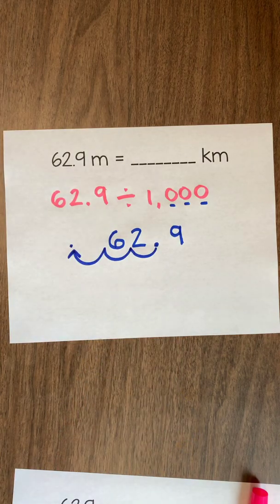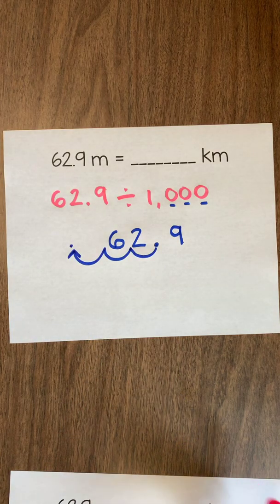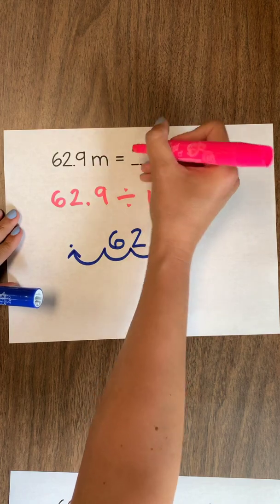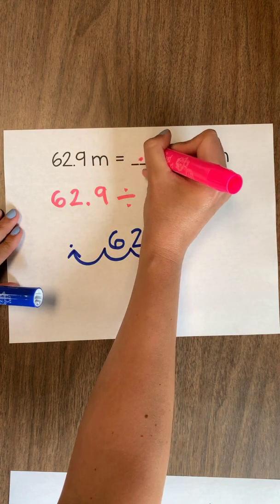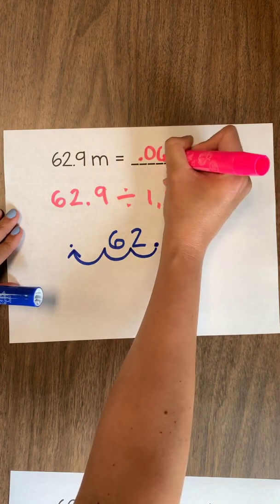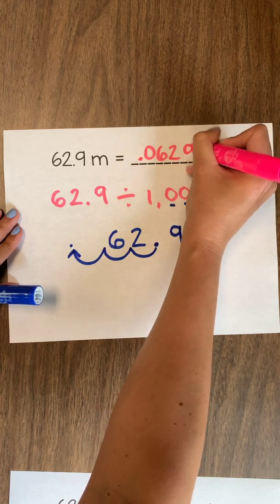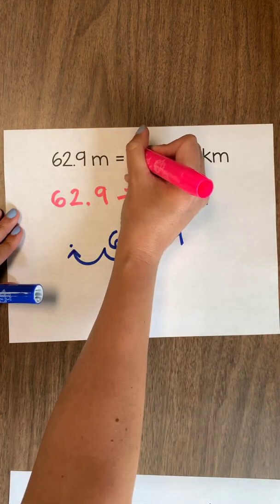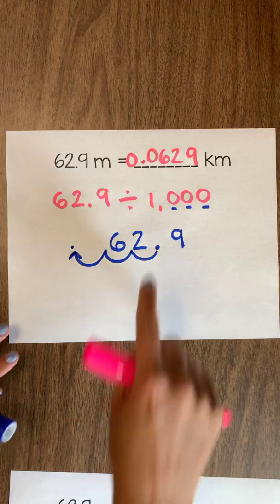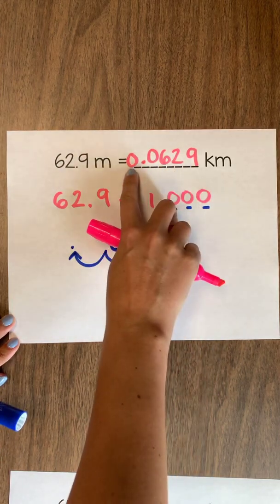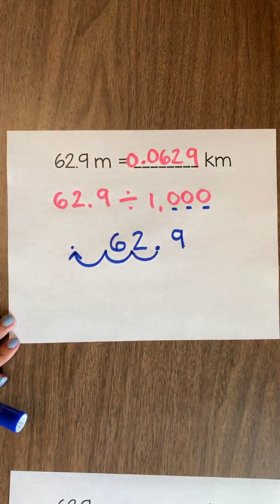So in that blank spot, we know that we need to annex a 0. So the final answer would be 0.0629. And to properly write that, I can even add a 0 in the ones place to show that it's a very small number. It's not even 1 kilometer yet.